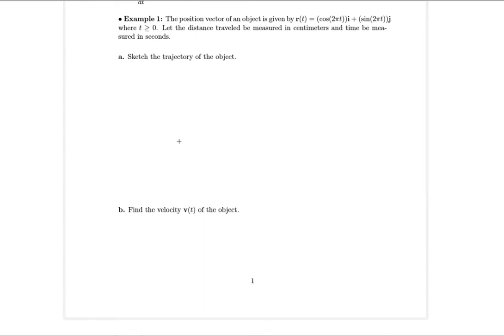All right, so we're going to first, in part A, sketch the trajectory of the object. Of course, we only have an i and a j component, so we know that we're simply talking about something in the xy plane.